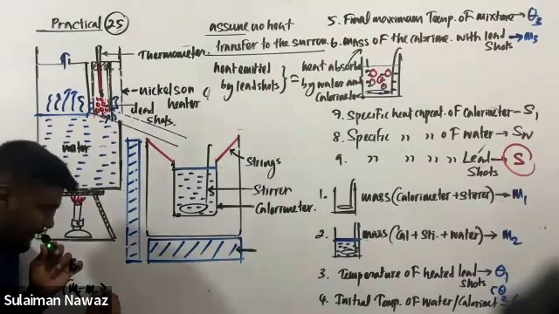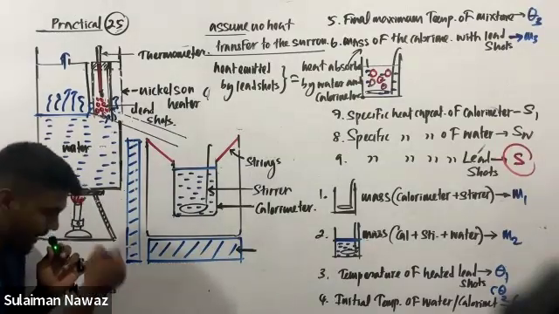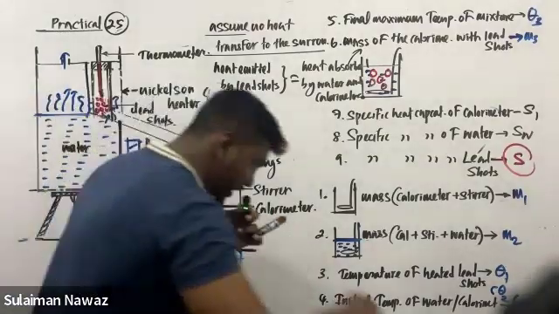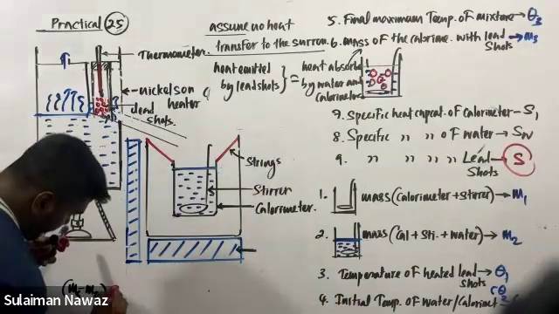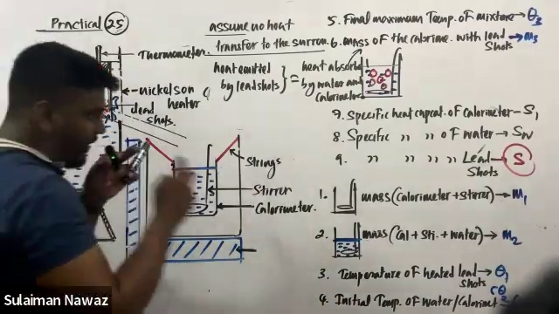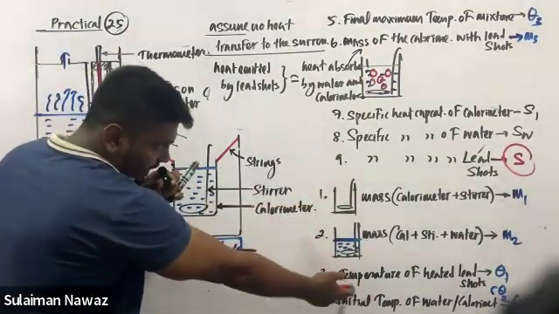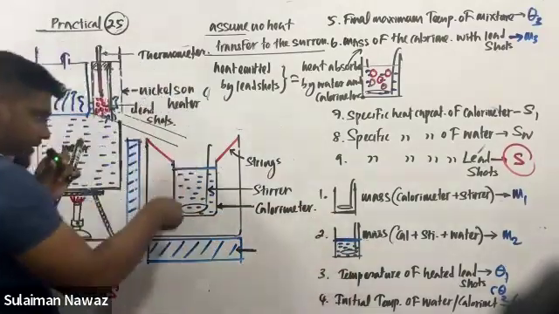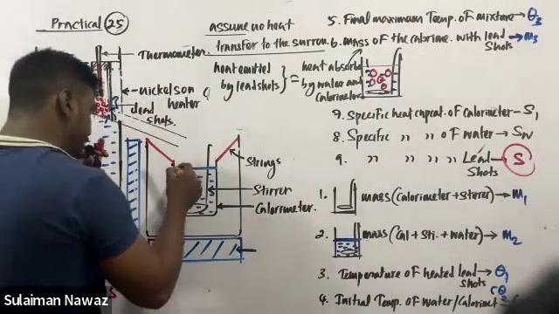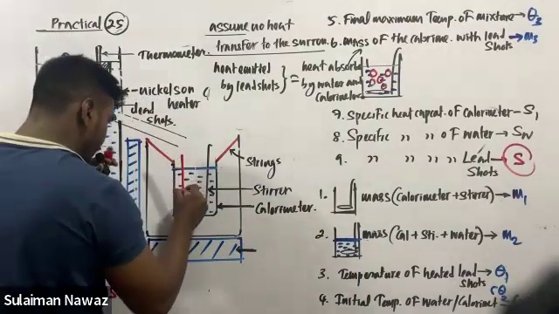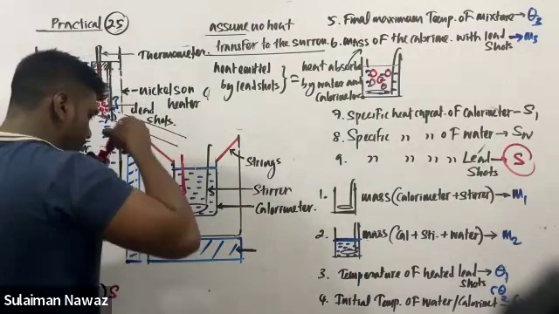S means specific heat capacity of lead shots. Specific heat capacity of lead shot, that is capital S. That is what I want to find. By using a triple beam balance, you can measure the mass. By using thermometers, you can measure the temperatures. You are putting a thermometer here also.